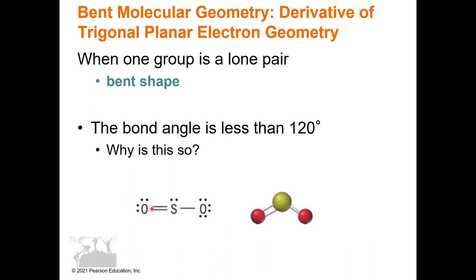So yeah, you could draw it out like this. It looks linear, but it's not linear. In actuality, it looks like this. Okay, it's bent because of the big lone pair. All right, and because of that, the bond angle is going to be less than ideal. It'll be less than 120 degrees.